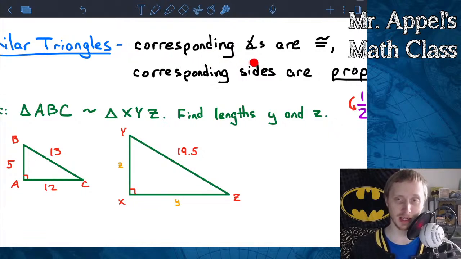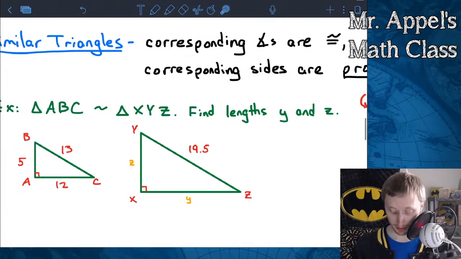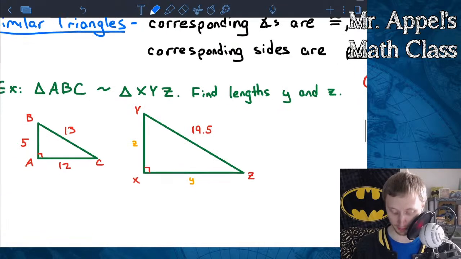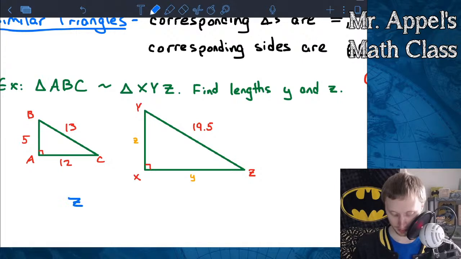Remember we said the corresponding angles? Which correspond to what? A is the first letter here, X is the first letter there. So those must be the corresponding ones. B corresponds to Y. C corresponds to Z. Which lets us match things up. So I know the side lengths here. Side Z is between X and Y, so it should correspond to the side between A and B. So I know from the given information that it must be 5 that corresponds with Z.